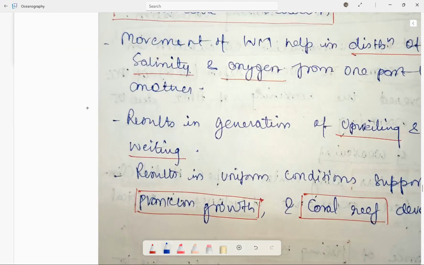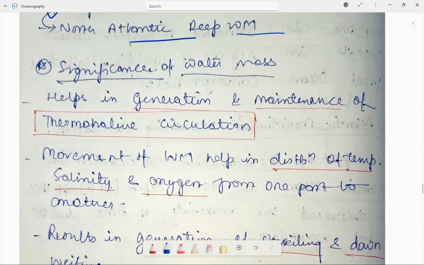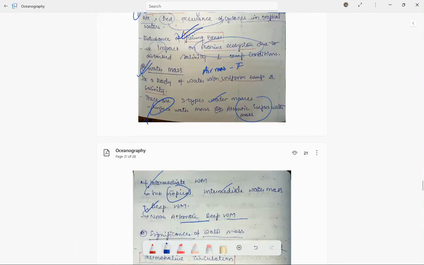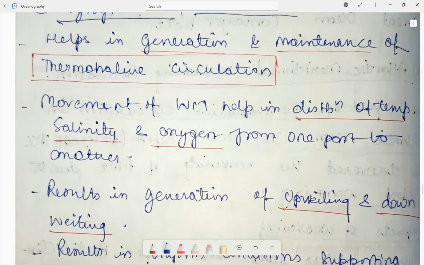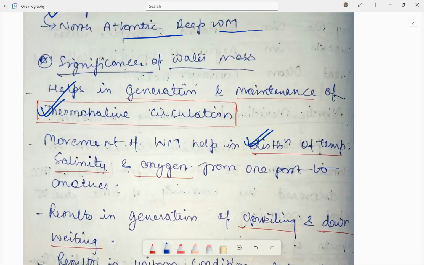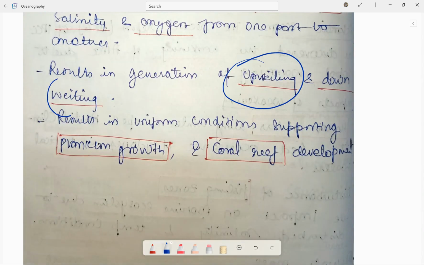सिग्निफिकेंस क्या है वाटर मास का? फर्स्ट, इट हेल्प्स इन द generation of thermohaline circulations. मूवमेंट ऑफ वाटर मास डिस्ट्रीब्यूट करता है टेम्परेचर, सैलिनिटी एंड ऑक्सीजन एक पार्ट से दूसरे पार्ट में. इट रिजल्ट्स इन जनरेशन ऑफ अपवेलिंग एंड डाउनवेलिंग. एंड प्लैंक्टन्स ग्रोथ एंड कोरल रीफ्स की डेवलपमेंट में भी हेल्प करता है.